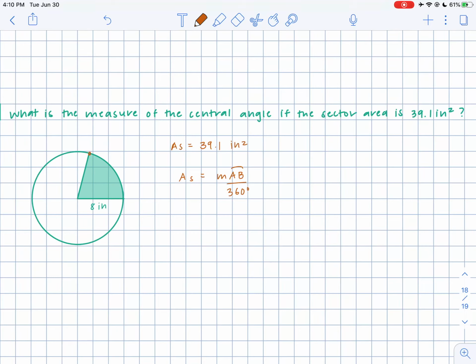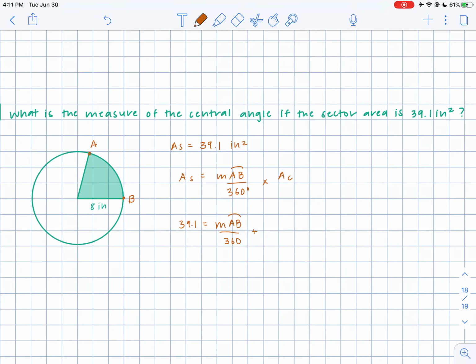Okay, I should label my arcs. There you go. And then we multiplied it by the area of the circle. So this is our general equation, and we can just plug in what we know. We already know the area of the sector, so let's plug it in, 39.1. Do we know the measure of arc AB? No, because the measure of arc AB is the same as the central angle, and the question is asking us to find the central angle, so we don't know it. So let's just leave this alone.